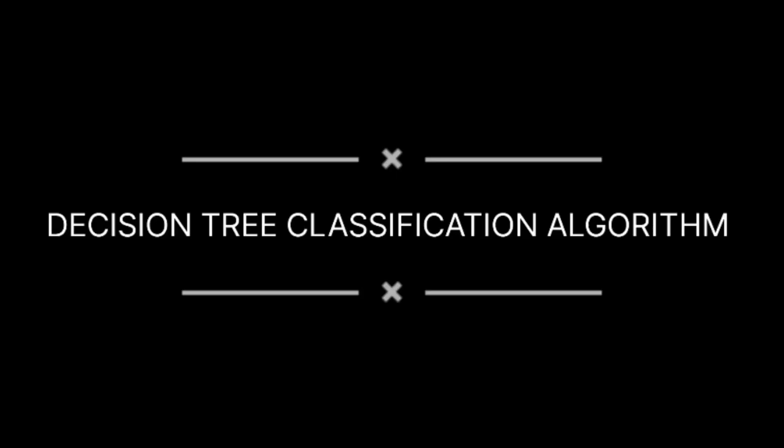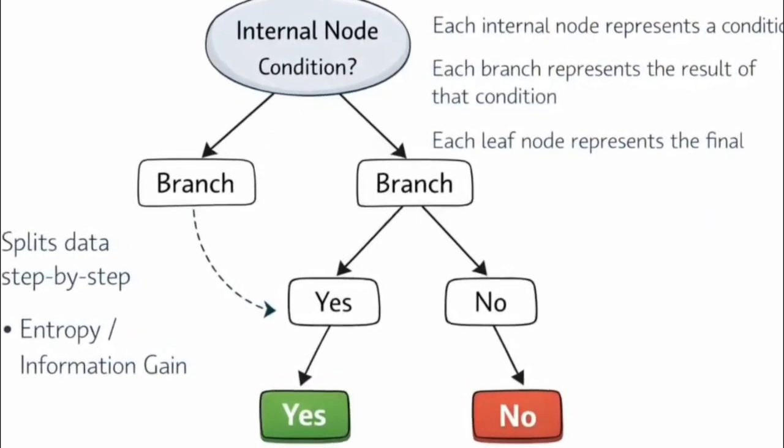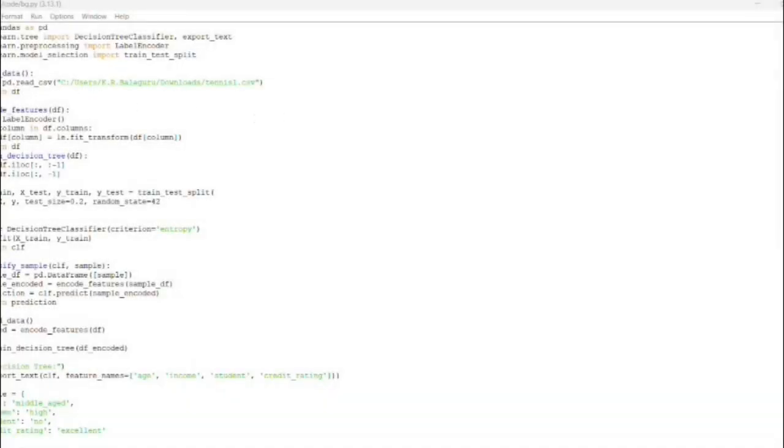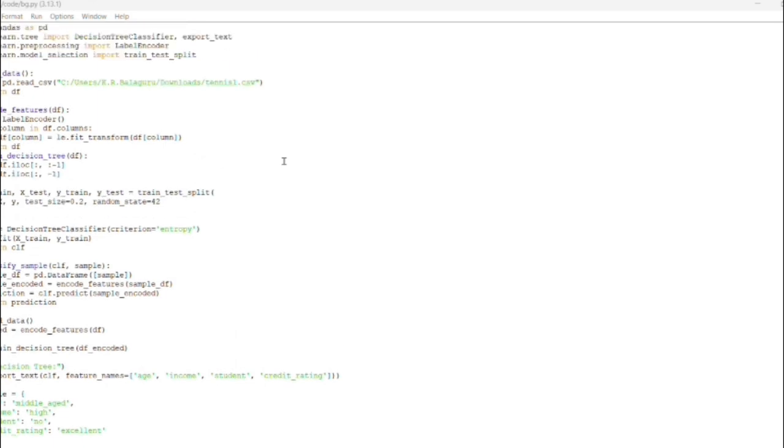Hi everyone, in this video I am going to explain a Python program that implements a decision tree classifier using Scikit-learn. First, I import all the required libraries. I import pandas as pd to handle the dataset. Then I import DecisionTreeClassifier.